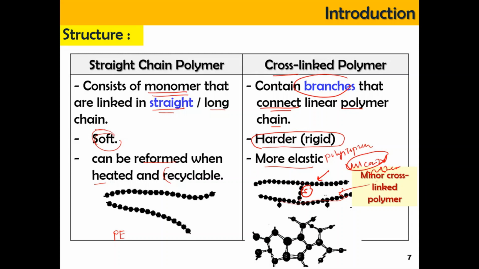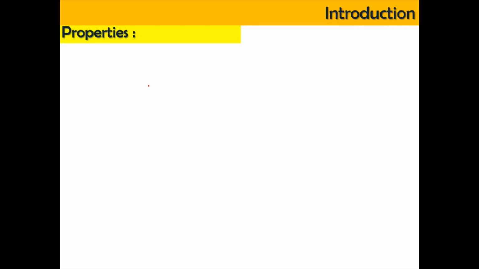Okay, so cross-linknya hanya sedikit saja, but this one is a massive cross-linked polymer where it is interconnected in a much more complex way. So it is much harder in comparison to the straight chain polymer. Okay, now we're going to look into the properties.